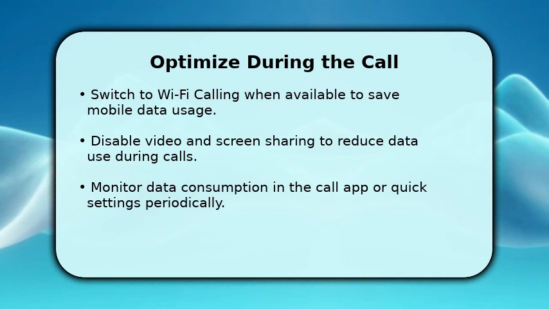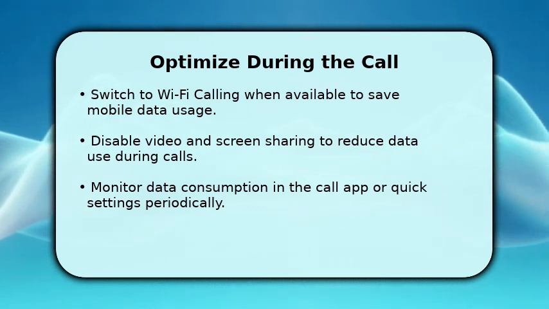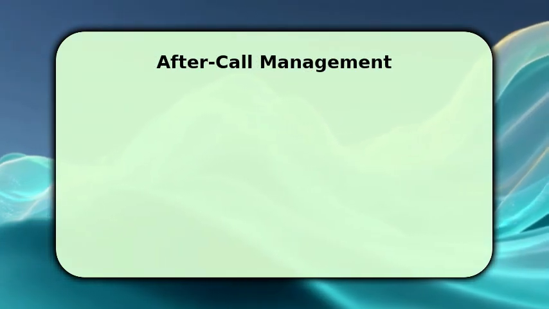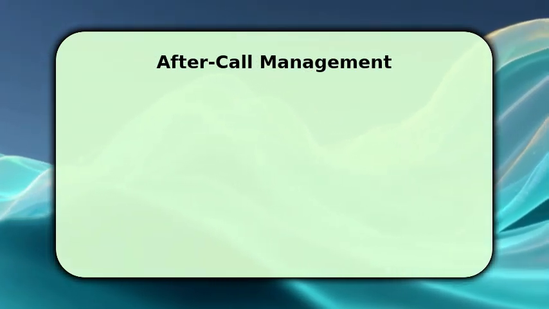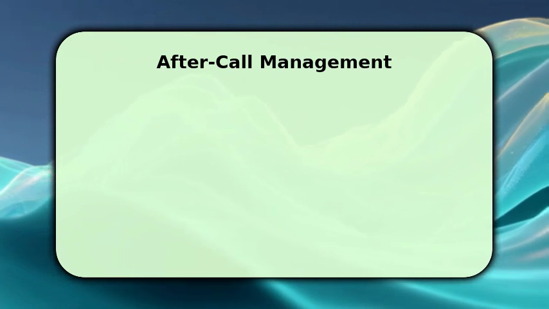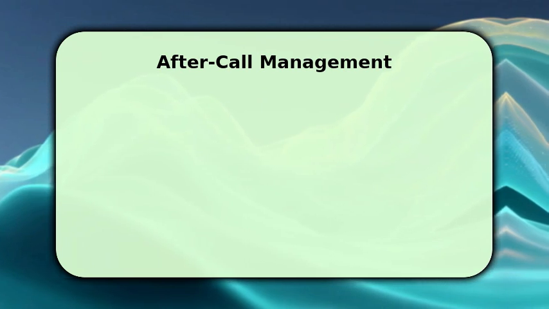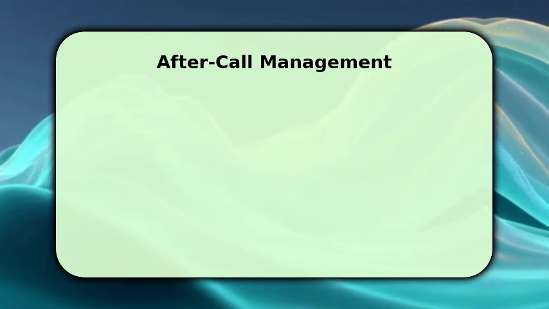After adjusting app permissions, after the call, review how much data the session consumed in settings. Open mobile data or network usage and note the call duration alongside megabytes used during the session. Set a monthly data cap like 15 GB and enable alerts at 80% to avoid overages.